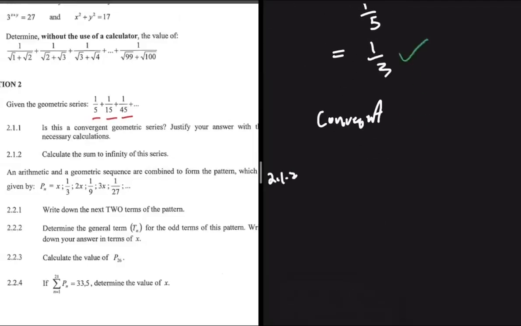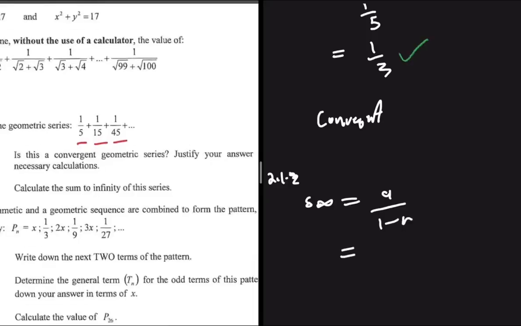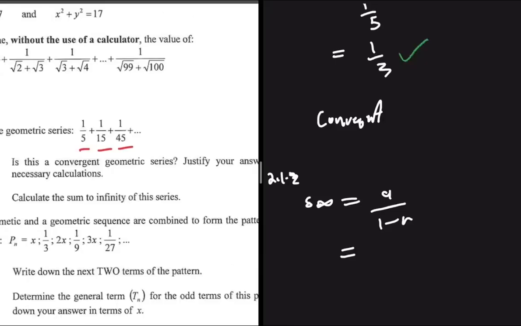2.1.2. Calculate the sum to infinity of this series. Let's go ahead and do that. The sum to infinity by definition is equal to a divided by 1 minus r. The question you might be asking yourself is, what is this a that we're talking about? It is the first term, which in our geometric series is 1 divided by 5.